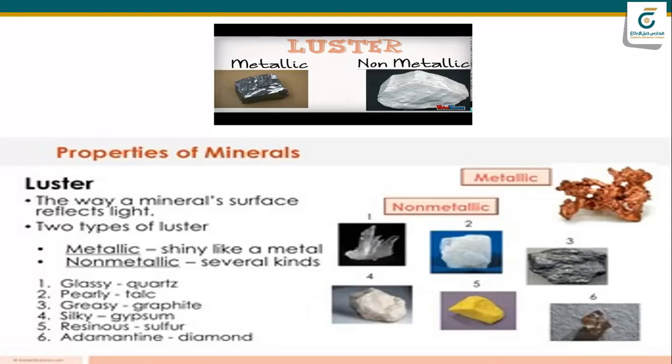It's important for me and you at this point to know the first three kinds of non-metallic luster, which are glassy, pearly, and greasy. There will also be waxy luster. Waxy luster is a very important luster, and is also a non-metallic luster.